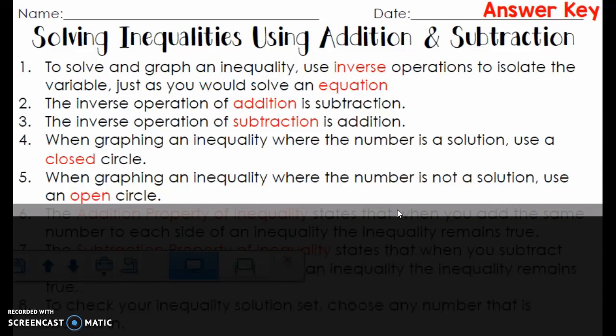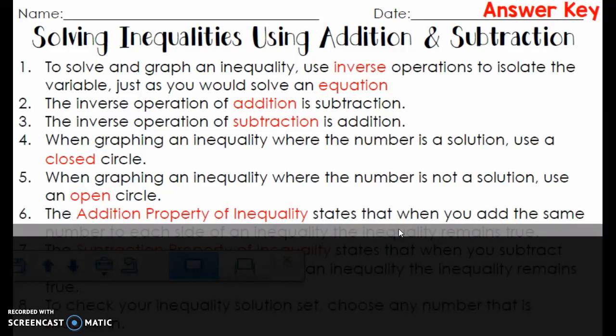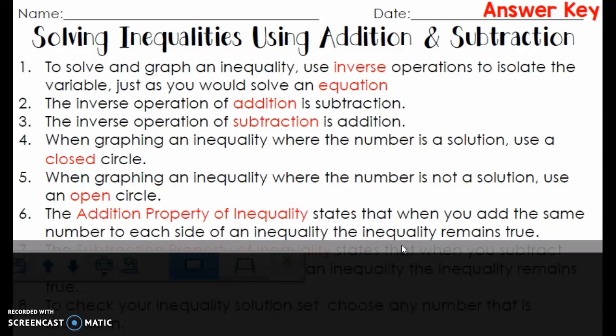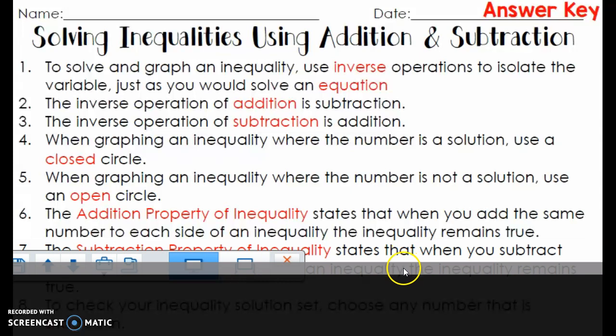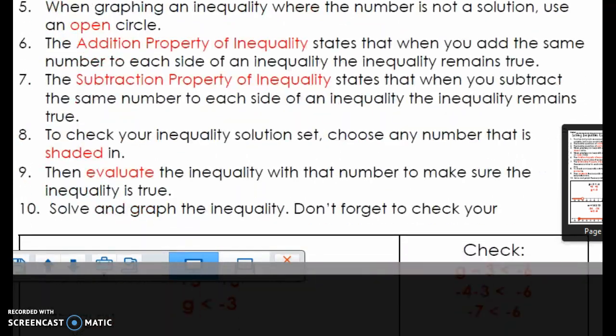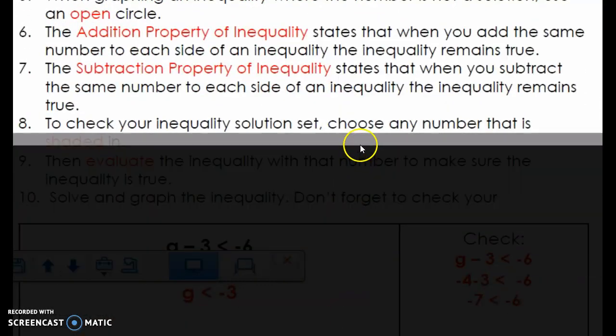Number six says the addition property of inequality states that when you add the same number to each side of an inequality, the inequality remains true. It's the same thing we did with equations. Whatever you add to the left, you have to add to the right. Whatever you subtract from the left, you have to subtract from the right. I'm going to scroll down a little bit. You already know most of that.